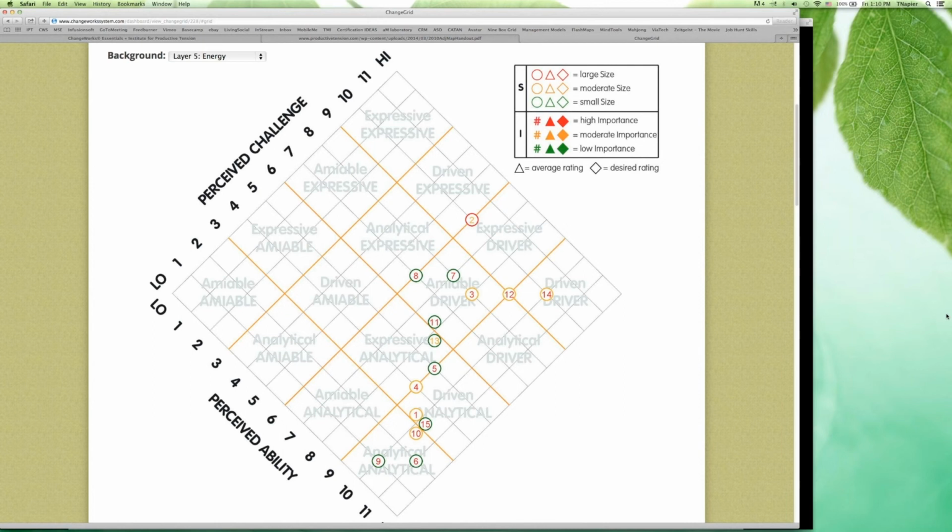And so when you look at that difference about the perceived level of ability, would you rather put the driven expressive or the expressive driver in charge of your booth?